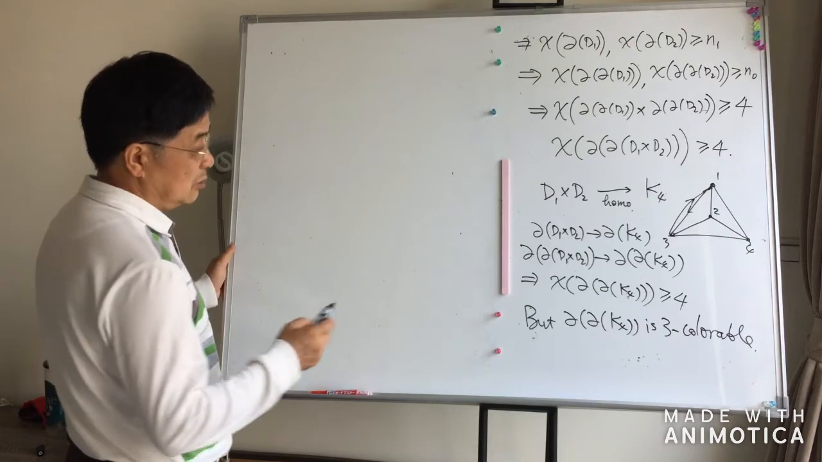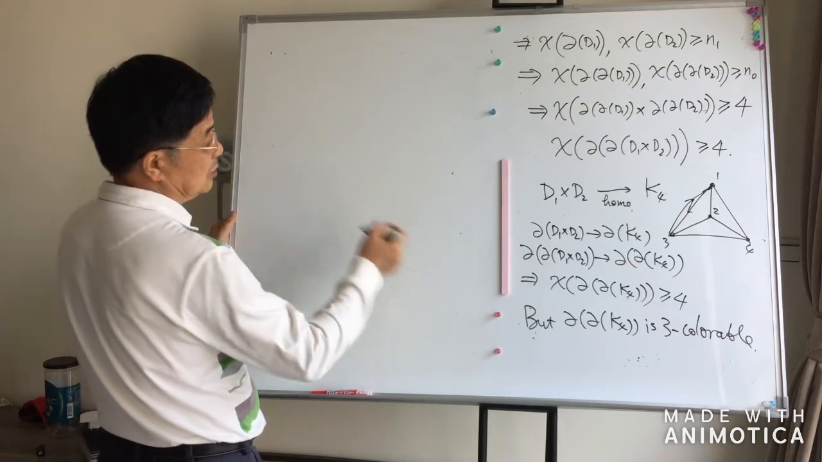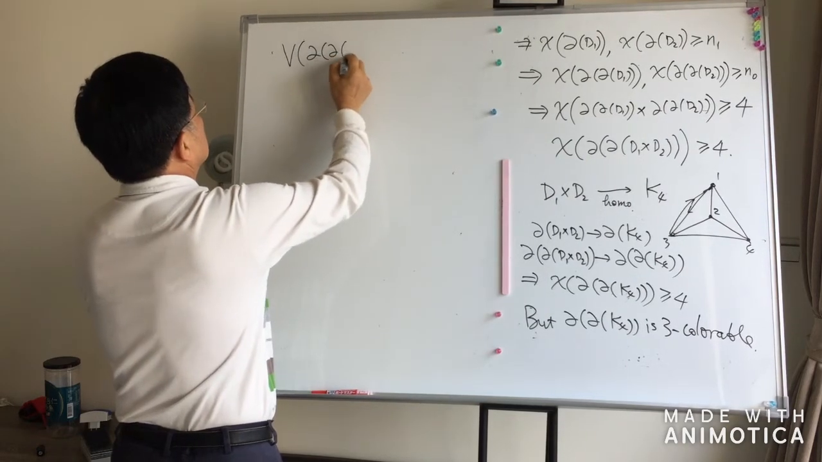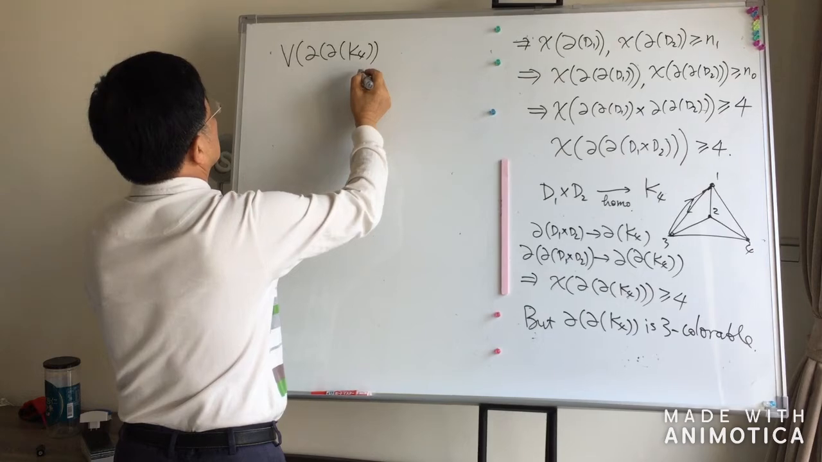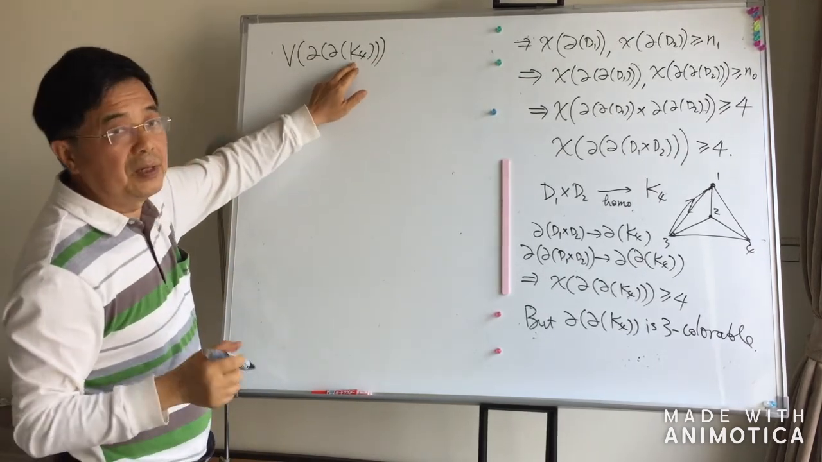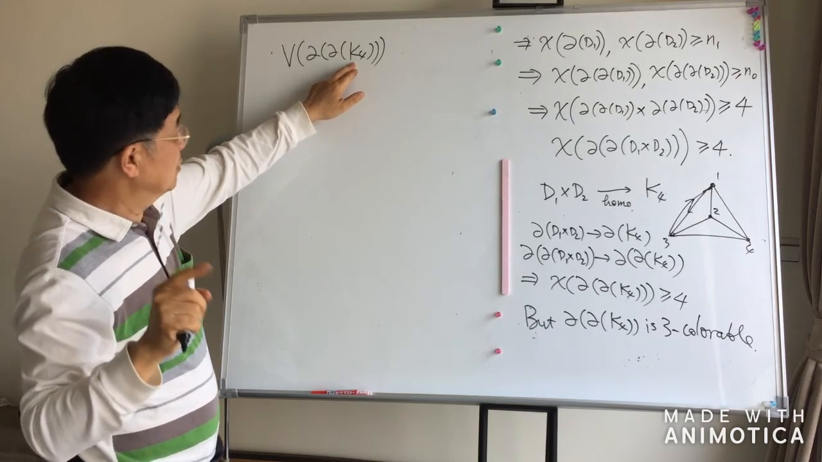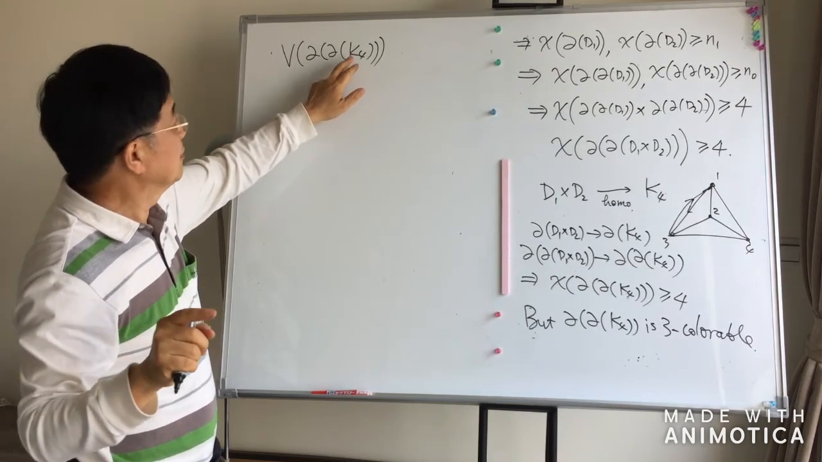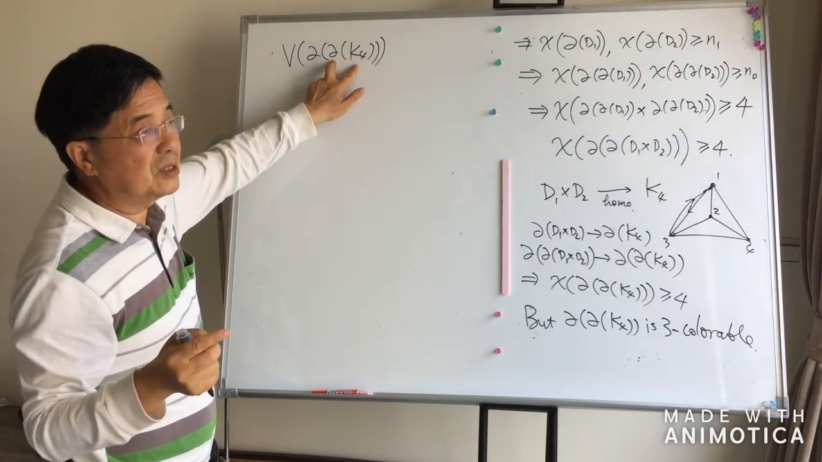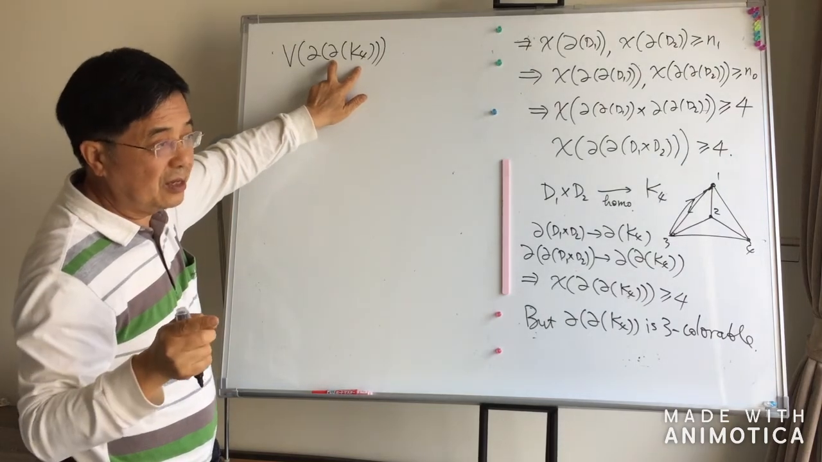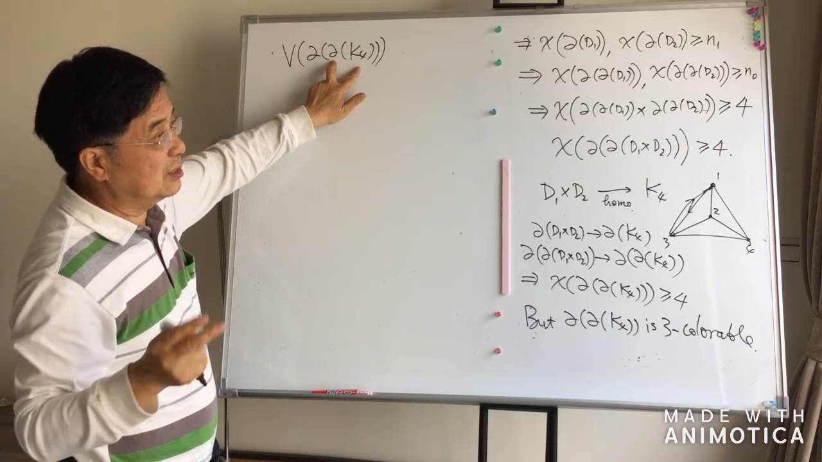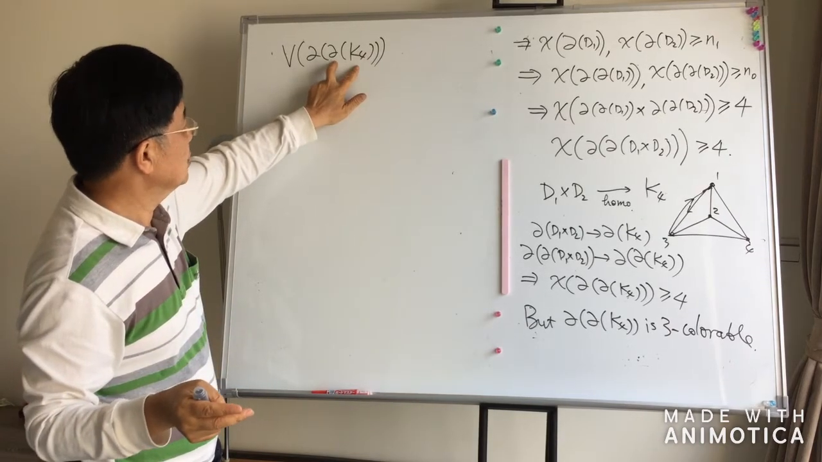So how do you color it? What are the vertices of this graph? The vertices of this K4 are 1, 2, 3, 4. So these are the vertices 1, 2, 3, 4 of this graph. And what are the vertices of this graph? These are arcs. So the vertex of this one is ij, where i and j belong to 1, 2, 3, 4, and they are distinct. I and j are distinct. And those are the vertices of this graph.